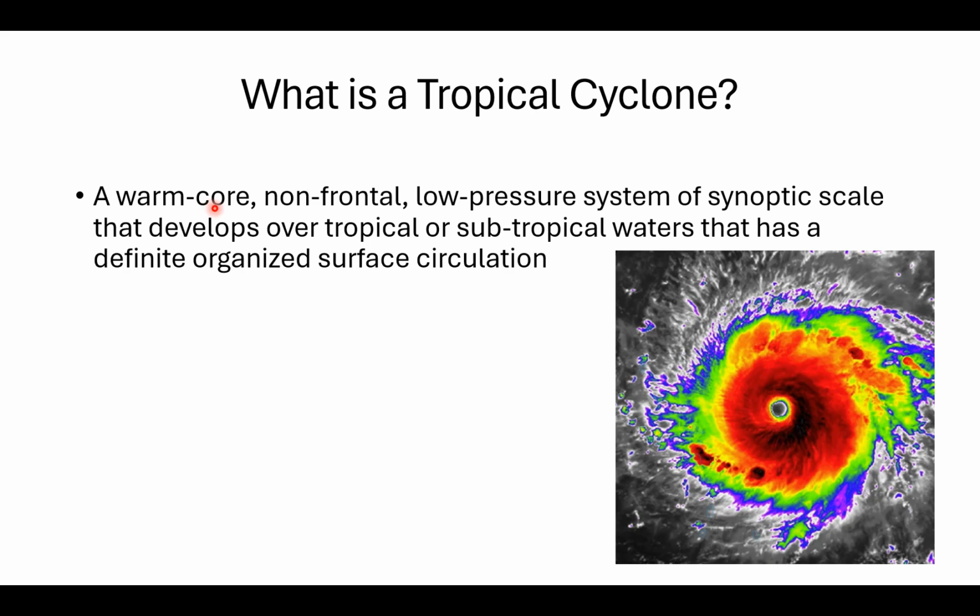First of all, when we say warm core, what exactly does warm core mean? This means that we have the warmest temperatures at the center of this system. So as you go inward towards the center of a hurricane, or tropical cyclone, you're going to get the warmest temperatures within the center of it. Non-frontal basically means that this system is not associated with any type of frontal boundary. And of course, a low pressure system is definitely going to be associated with lower pressure. As we know, some of the most intense lower barometric pressure readings are associated with tropical cyclones.